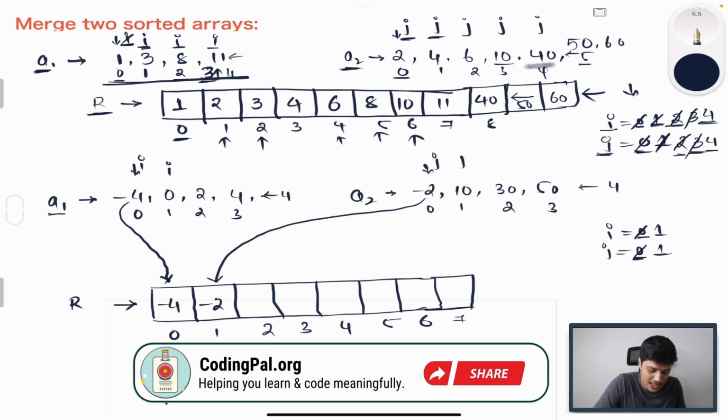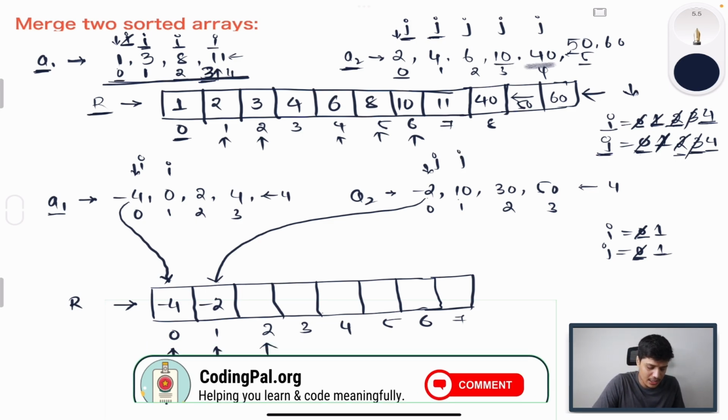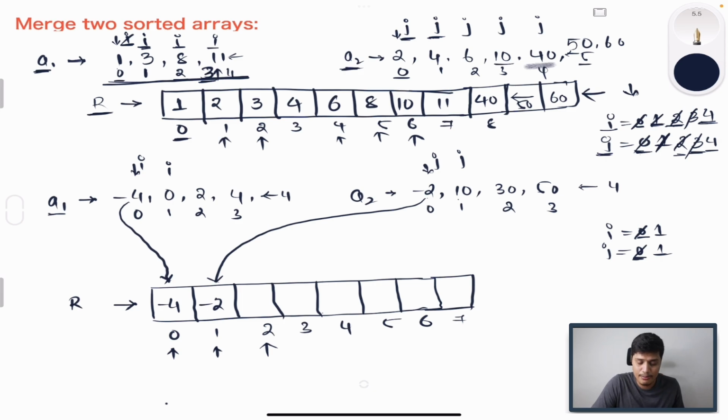Now j will be having the value 10. 10 and 0 will get compared. Obviously 0 is smaller than 10, right? So we will move 0 into the resulting array at position 2. Now the next position that we need to fill is 3. Since we have used the value from array 1, which is the ith index having that value, we will increment it once again by 1. So i will be pointing to index 2.